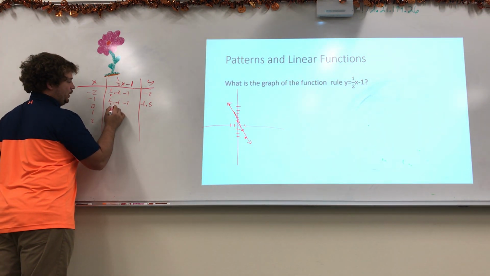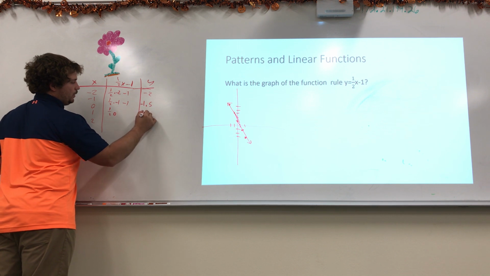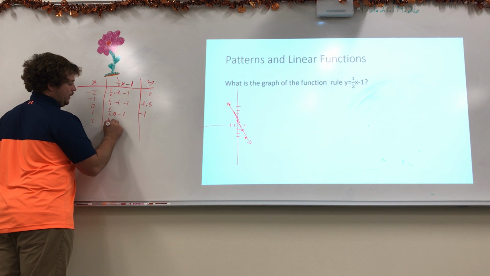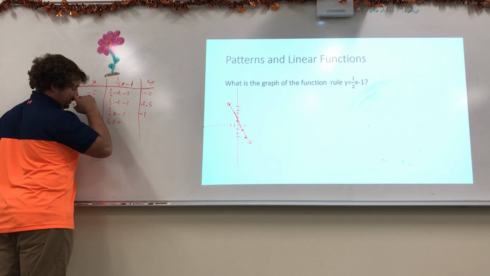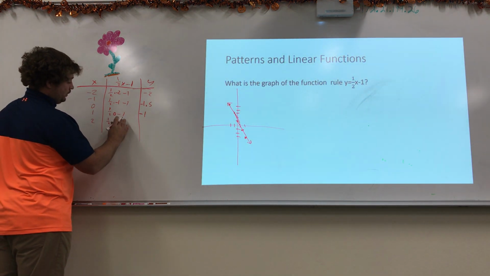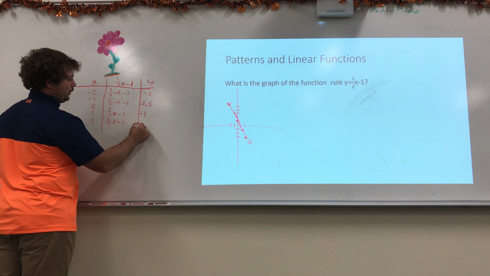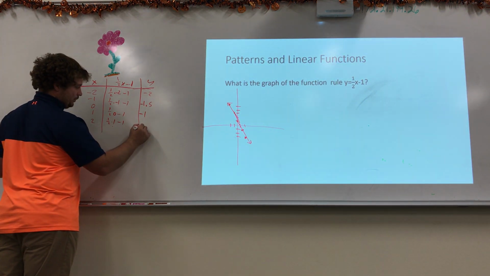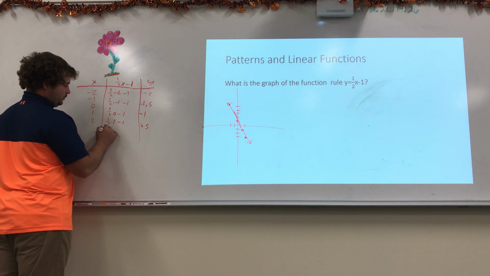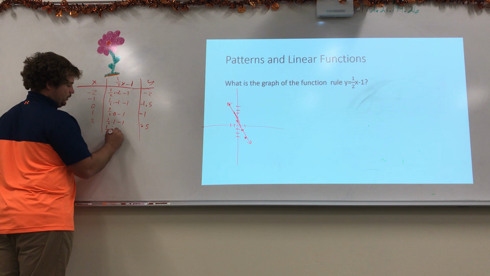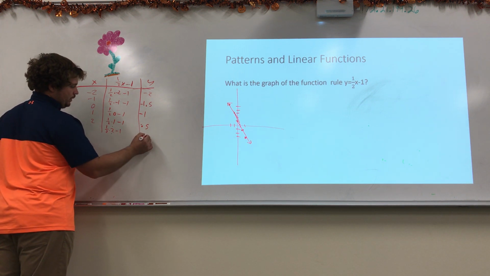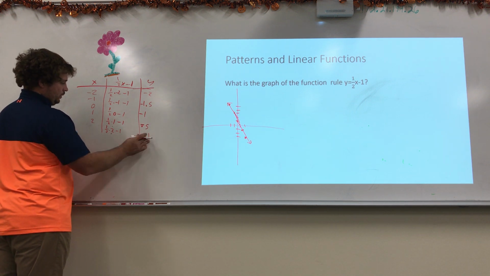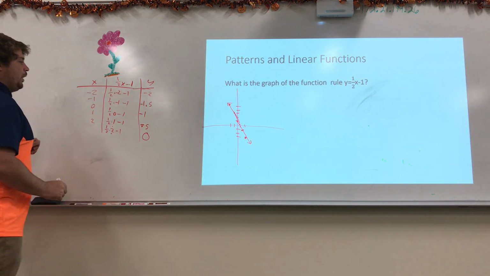Alright, then I plug in 0 here. 1/2 times 0 is going to give me 0, or -1. Plug in 1, so you're going to get 1/2 times 1 minus 1, we have -1/2. Alright, and the last one is going to give me -1. You should get this. Alright, so we have that.